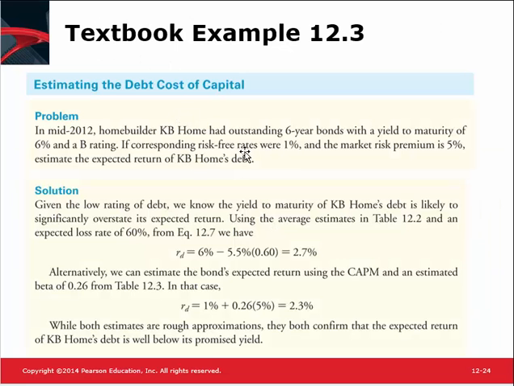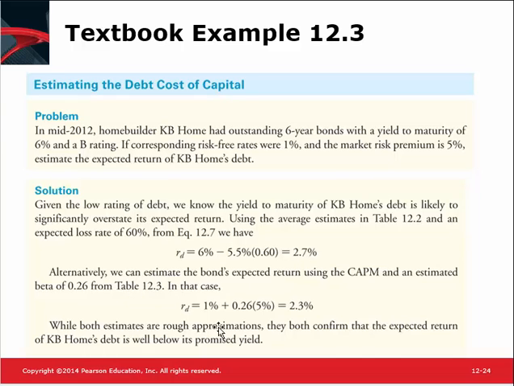So again, what is the example? How does this work? Okay, we have a home builder that had 6-year bonds, yield to maturity was 6%, and they had a B rating. The risk-free rate of return was 1%, the market premium was 5%. So we can calculate this using the Table 12.2 data. It's 6%, minus 5.5%, the probability of default, times the expected loss rate of 60%. So now we end up with a cost of 2.7%.